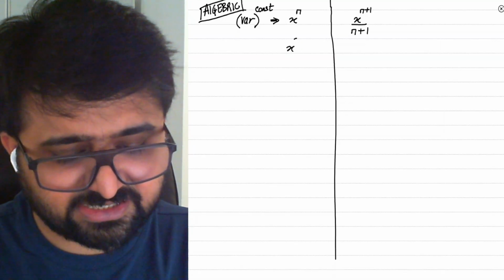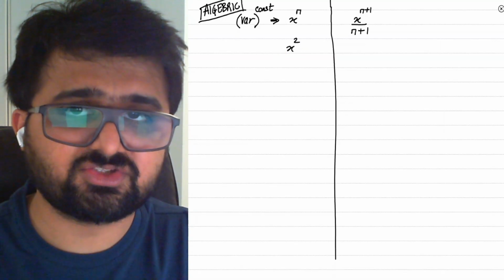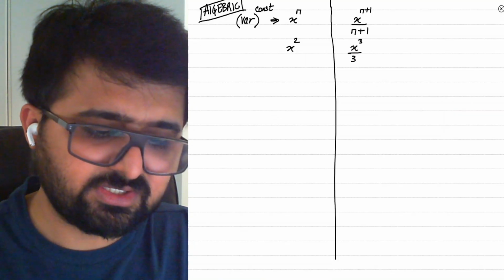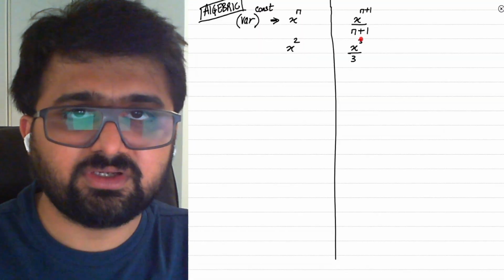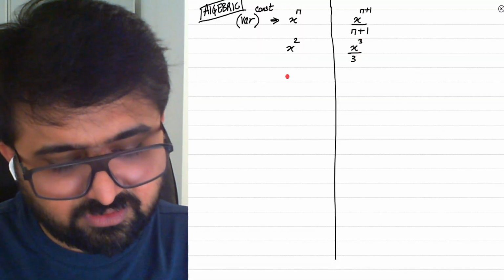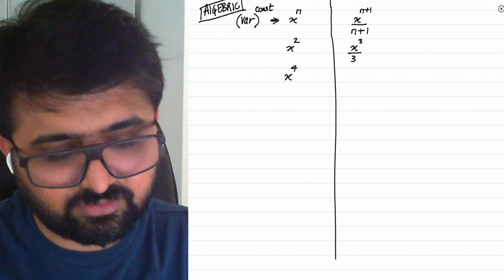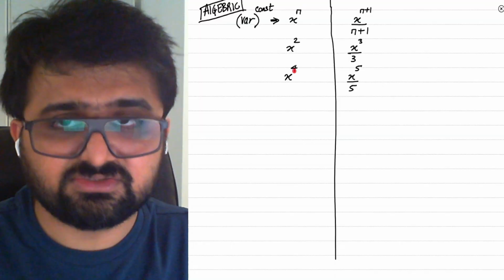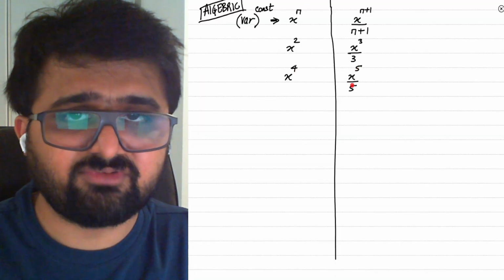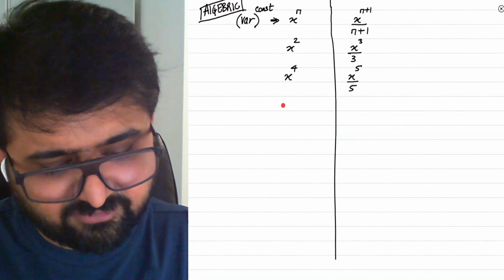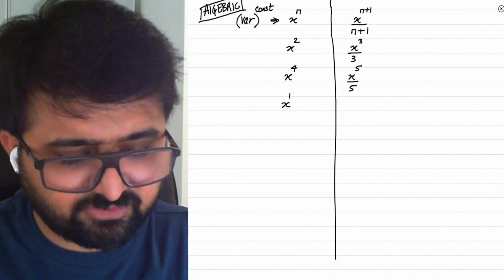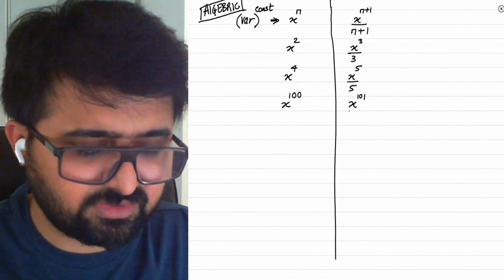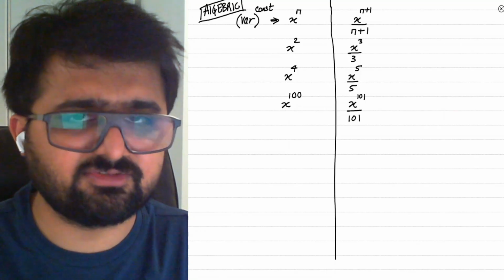So let's say it was x to the power 2. The integration of x to the power 2 is x to the power 3 divide by 3. So you increase the power by 1 and divide by the same power. Let's see x to the power 4. This would be x to the power 5 divide by 5. Let's take x to the power 100. This would be x to the power 101 divided by 101, and so on.